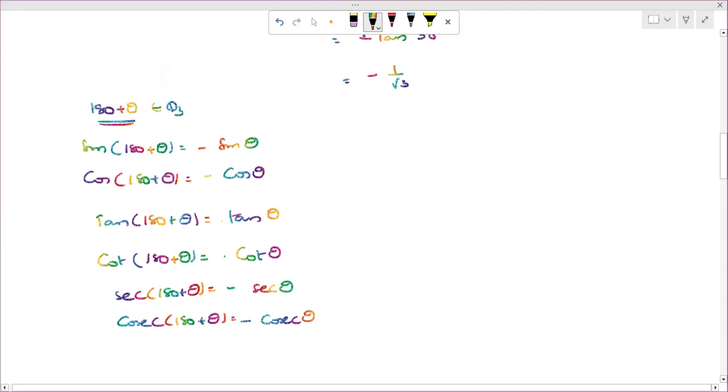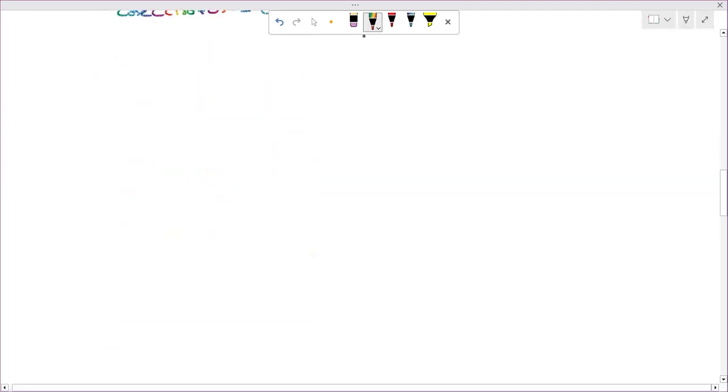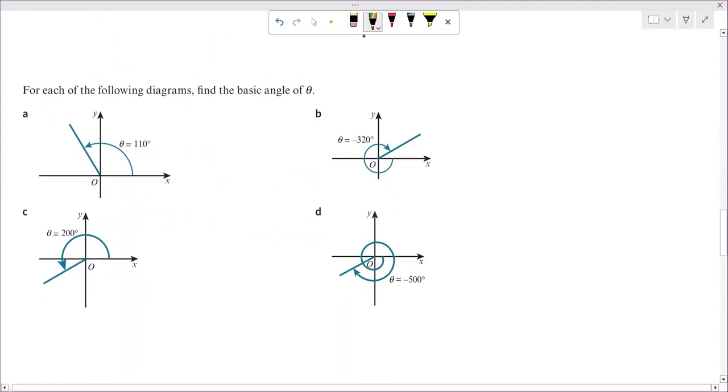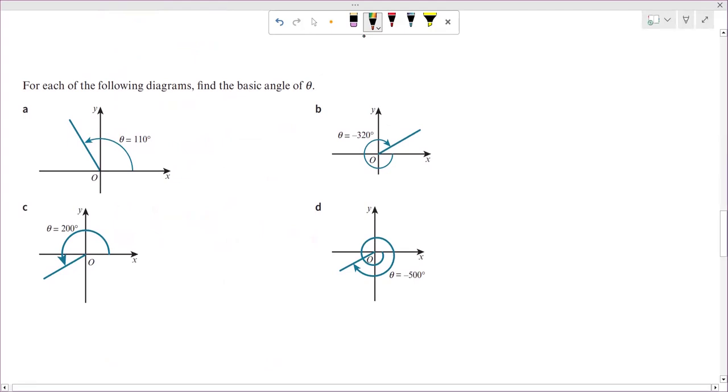Okay. Now let us do some questions based on these basic angles. Here the question is: for each of the following diagrams, find the basic angle. Just now I told you, the acute angle made with the x-axis is called the basic angle. This is 110. What about this angle? It will be 180 minus 110, which is 70. So the basic angle here is 70 degrees.